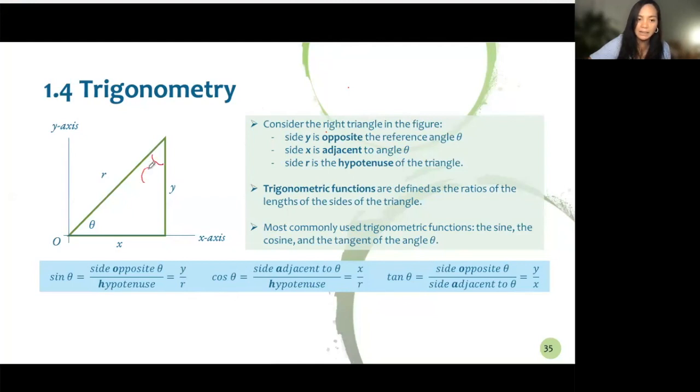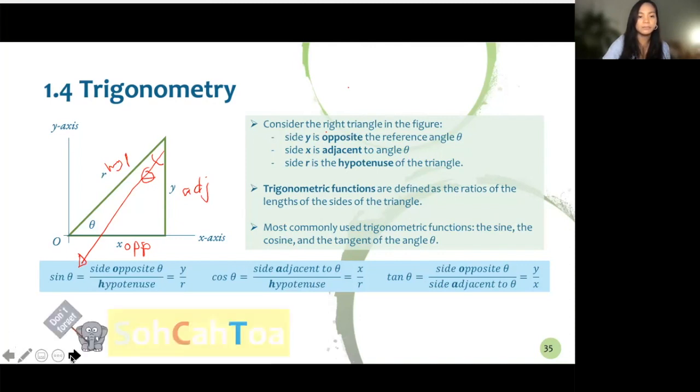Remember, if the angle is here, the opposite is x, and the adjacent is y. Remember that. So you have to look for the opposite. The hypotenuse doesn't change. It depends where the angle is. Okay. So let's go to the next slide and let's solve a little bit of this.